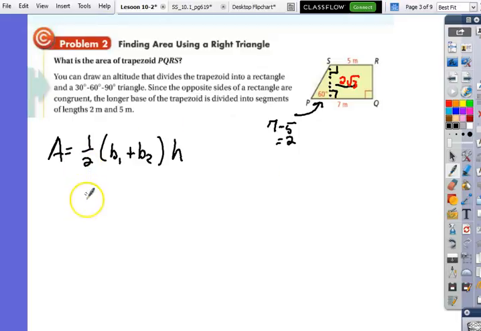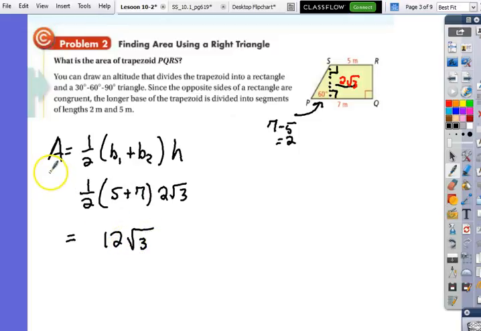All right, so when I plug this in, now it's going to be 1/2 times 5 plus 7 times 2 root 3. And 5 plus 7 is 12, half of 12 is 6, and then 6 times 2 is back to 12. So your final answer in simplest radical form is 12 root 3.